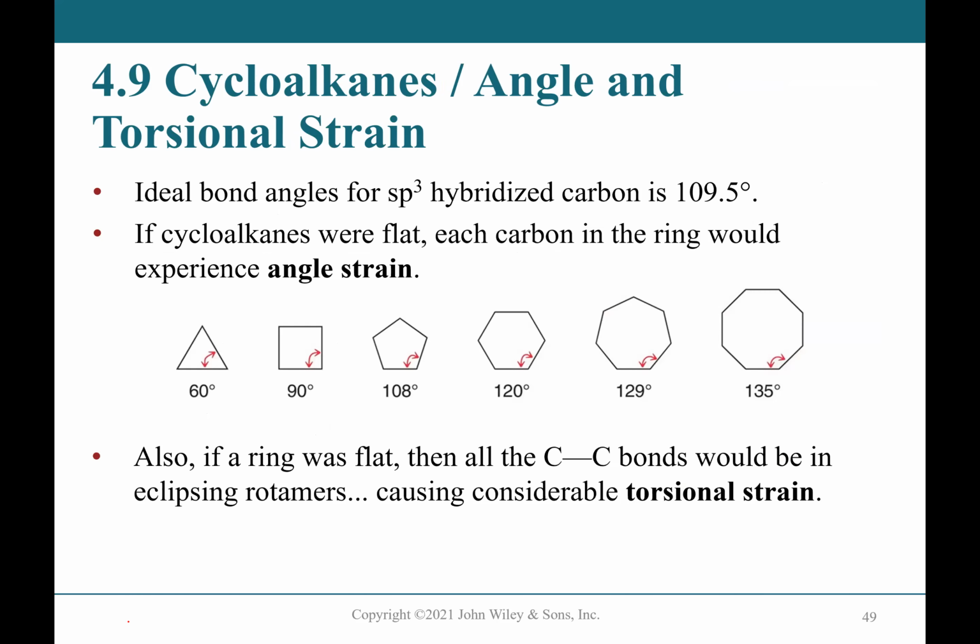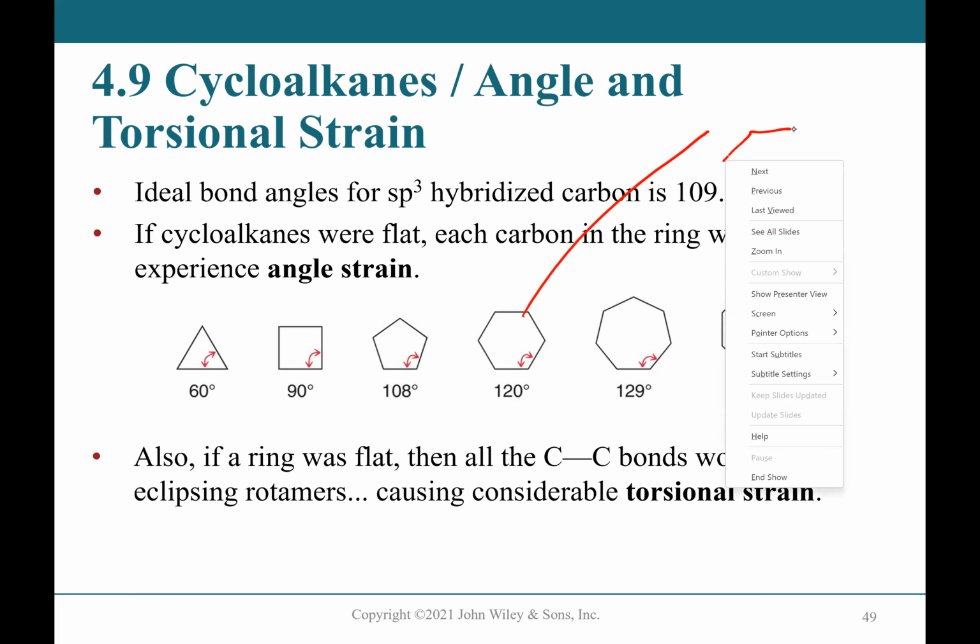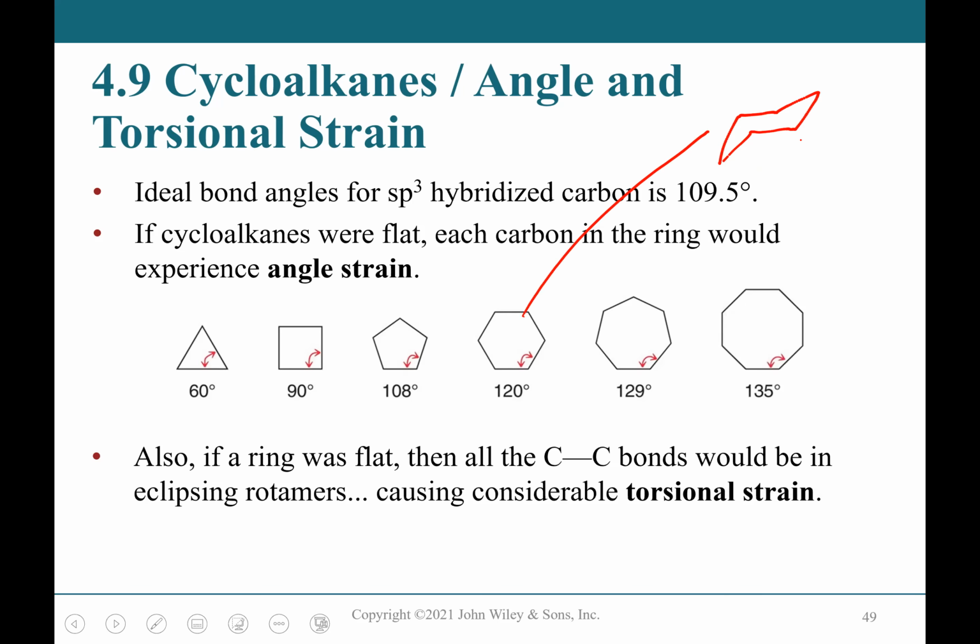So, ideal bond angles for an sp3 hybridized carbon. That means we just have single bonds. So if cycloalkanes are flat, each carbon in the ring would experience angle strain. Also, if a ring was flat, then all carbon-carbon bonds would be in eclipsing rotamers, causing considerable torsional strain. But that's not the case, because this six-membered ring kind of relaxes into a boat conformation. So that's what happens right there.